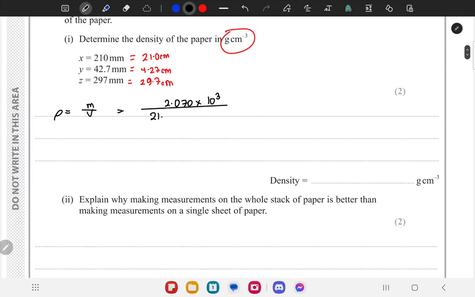So multiply 21.0 times 4.27 times 29.7. I will have a density of 0.7726, so 0.777 gram per cm cube. All of our values are to three significant figures over here, and this value is up to four significant figures. So our appropriate significant figure would be 3SF.